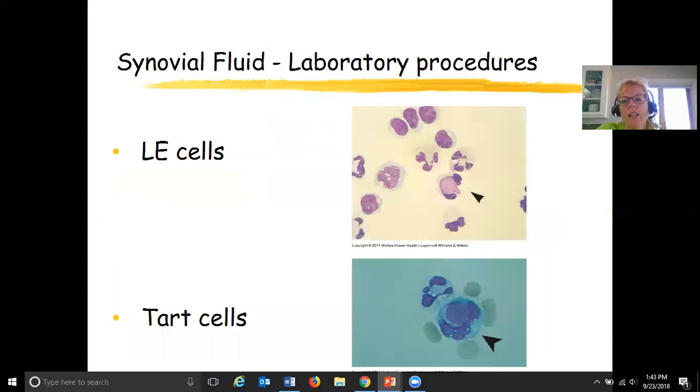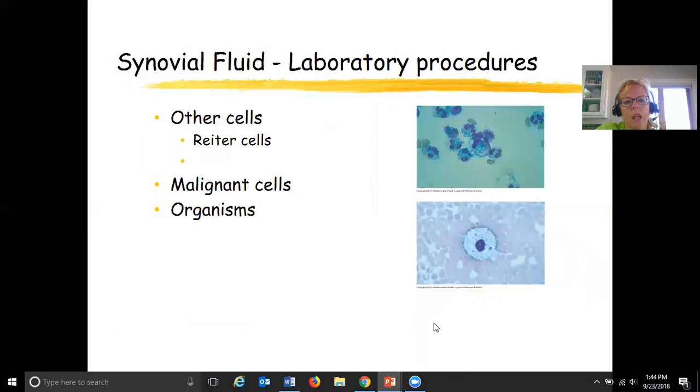You can see LE cells again, the neutrophils with nuclear material engulfed in them, and you may also see tart cells, which are macrophages with nuclear material engulfed in them. Other cells you may see are Reiter cells with the vacuoles. Some malignant cells, you may see organisms. This is a lipophage. This cell is all full of lipids.